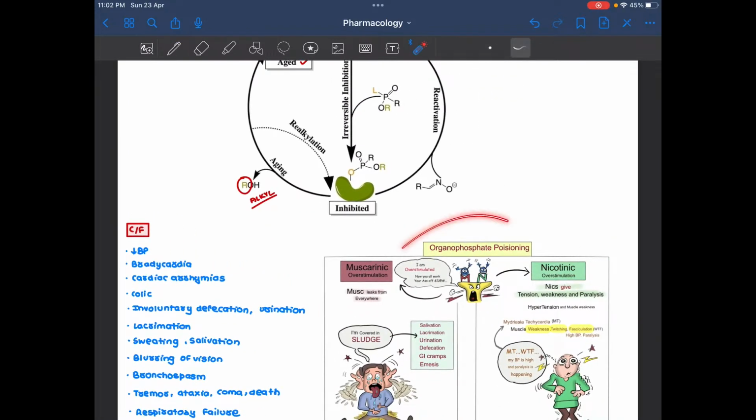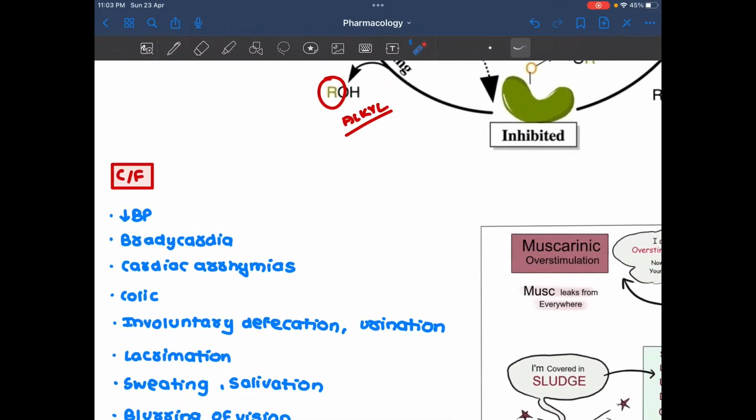So now let's talk about this organophosphate poisoning and what are the effects that we could have. The effects are similar to your acetylcholine. So let's just see. They're going to lead to a decrease in blood pressure. You know why? Because they're going to mediate vasodilation via the endothelial derived relaxing factor. We talked about this endothelium. They're going to lead to bradycardia, via receptor M2. They might lead to cardiac arrhythmias as well.